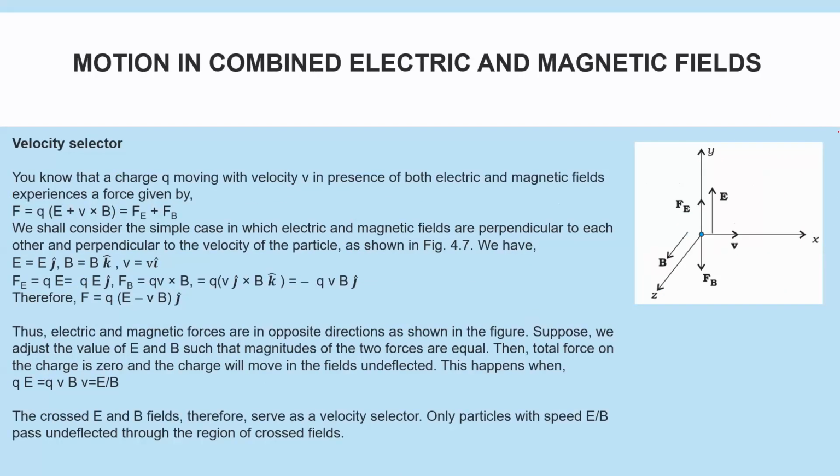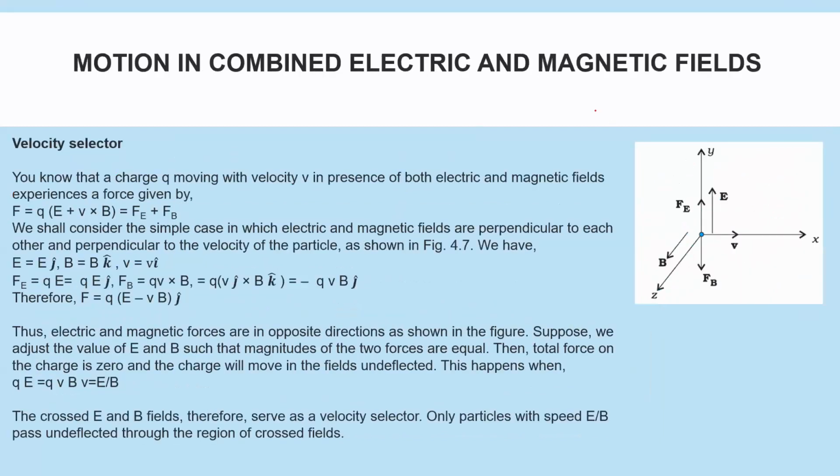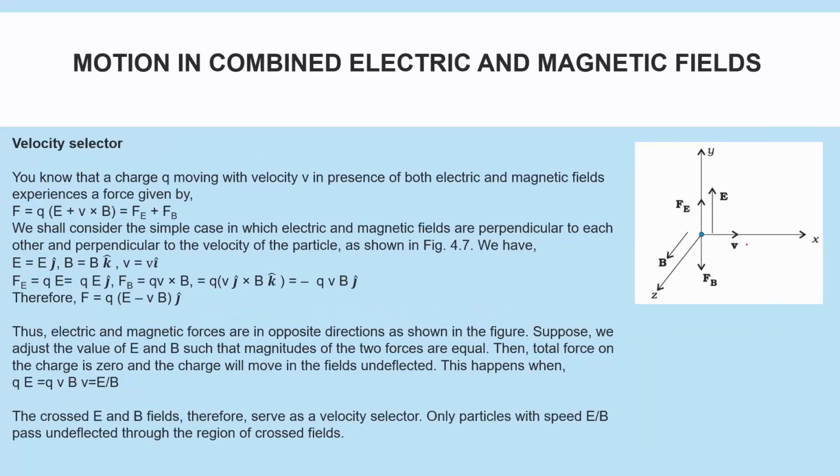So we understood the motion of a charged particle in a magnetic field. Now we will see the motion in a combined electric and magnetic field. Previously we did not consider any electric field for this situation. Now we are going to consider both electric and magnetic fields. First we will see the velocity selector.